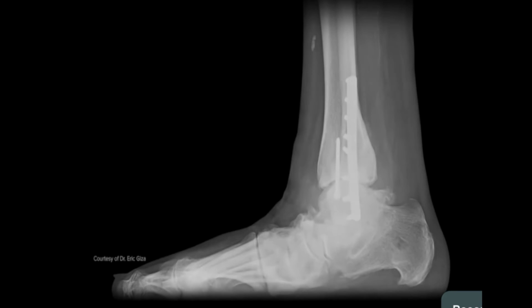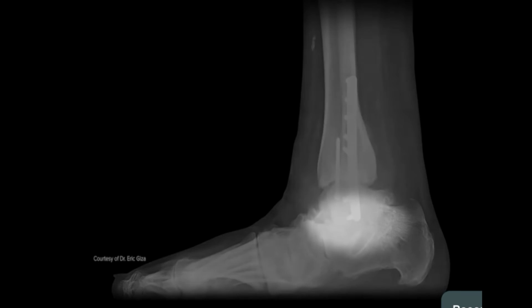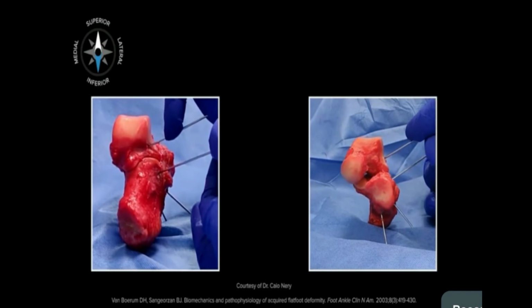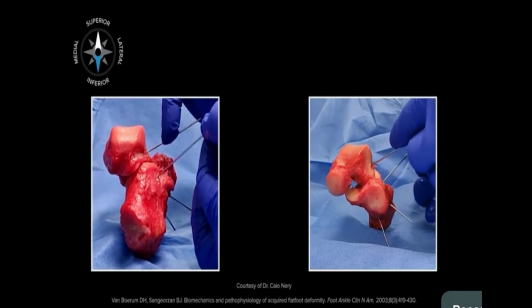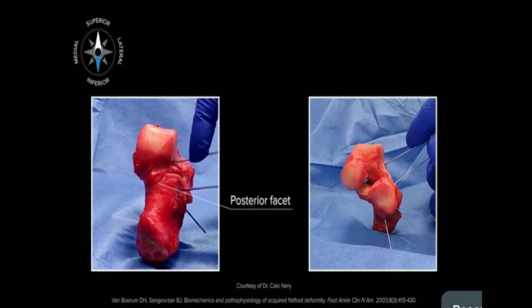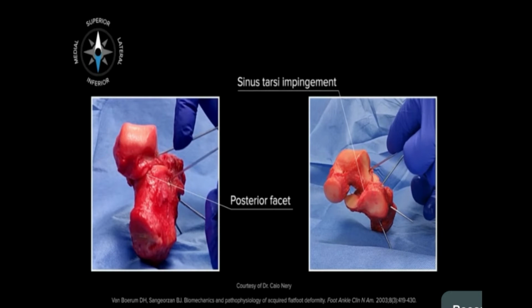In the progression to stages 3 and 4 of the disease, the subtalar joint shows signs of arthritis due to degeneration in the joint. Observe the movement at the joint and how the medial arch completely collapses when the posterior facet of the talus bottoms out and impinges in the sinus tarsi.